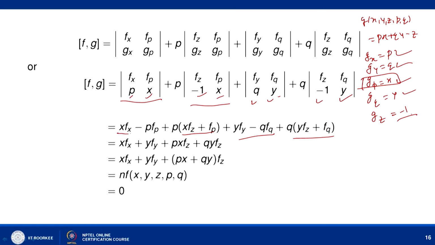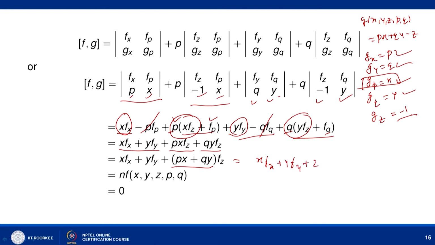Now we can simply say that x fx plus y fy plus px fz. Here you can see that this p fp will be cancelled out, and similarly q fq will be cancelled out by this. So what we will have is px fz plus qy fz. So this term is left and this term is left. So we are writing x fx plus y fy plus px fz plus qy fz. Now if we take out this fz common, then we have px plus qy, and we already know the value of px plus qy in terms of z, and we can write this as x fx plus y fy plus z fz.